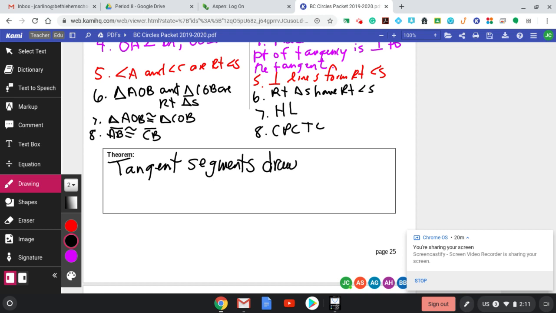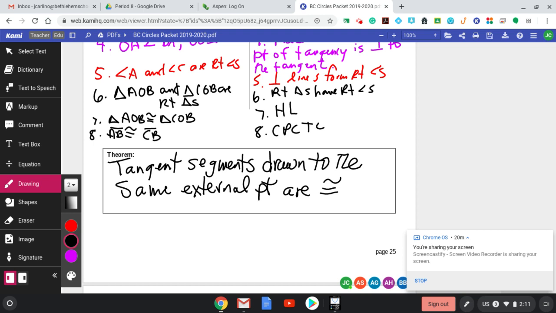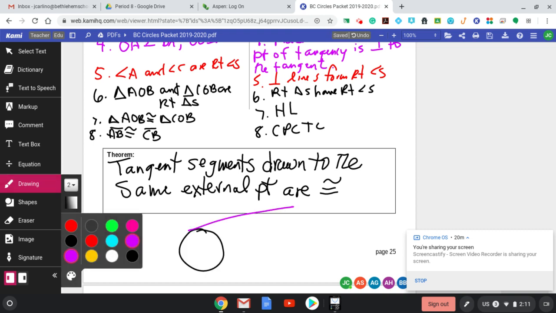drawn to the same external point, because it's got to be on the outside, are congruent. Okay? Tangent segments drawn to the same external point are congruent. Basically, you've got a circle and two tangents drawn to the same external point on the outside. Those have to be congruent.